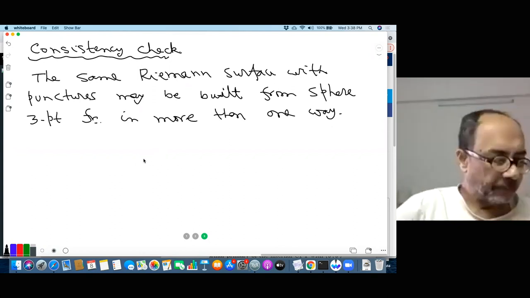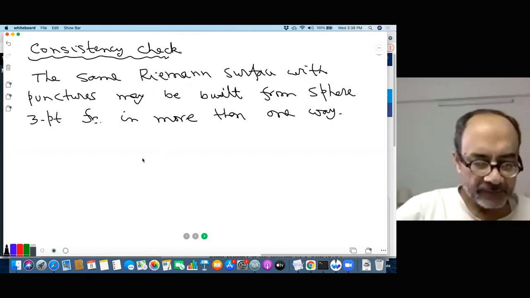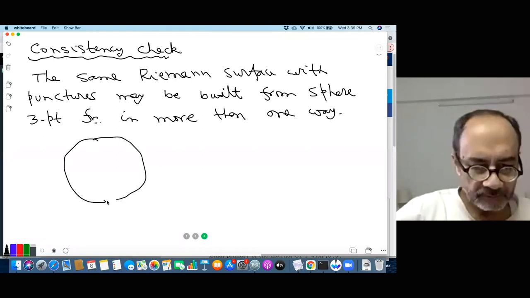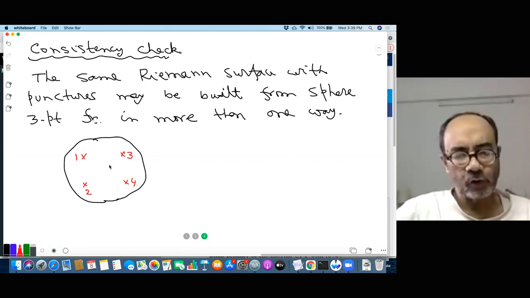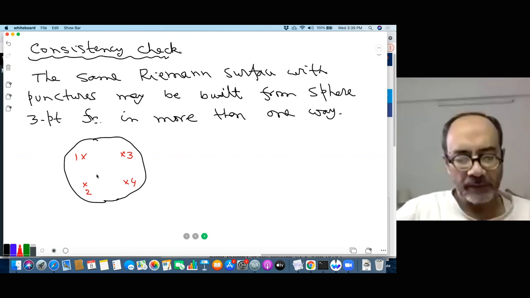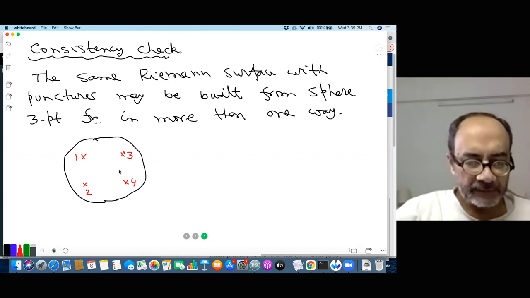So I'll just give an example. Take, for example, a sphere with four punctures: 1, 2, 3, 4. Suppose you want to build this out of sewing two spheres with three punctures each. Now this we can do in two different ways. You can see easily.